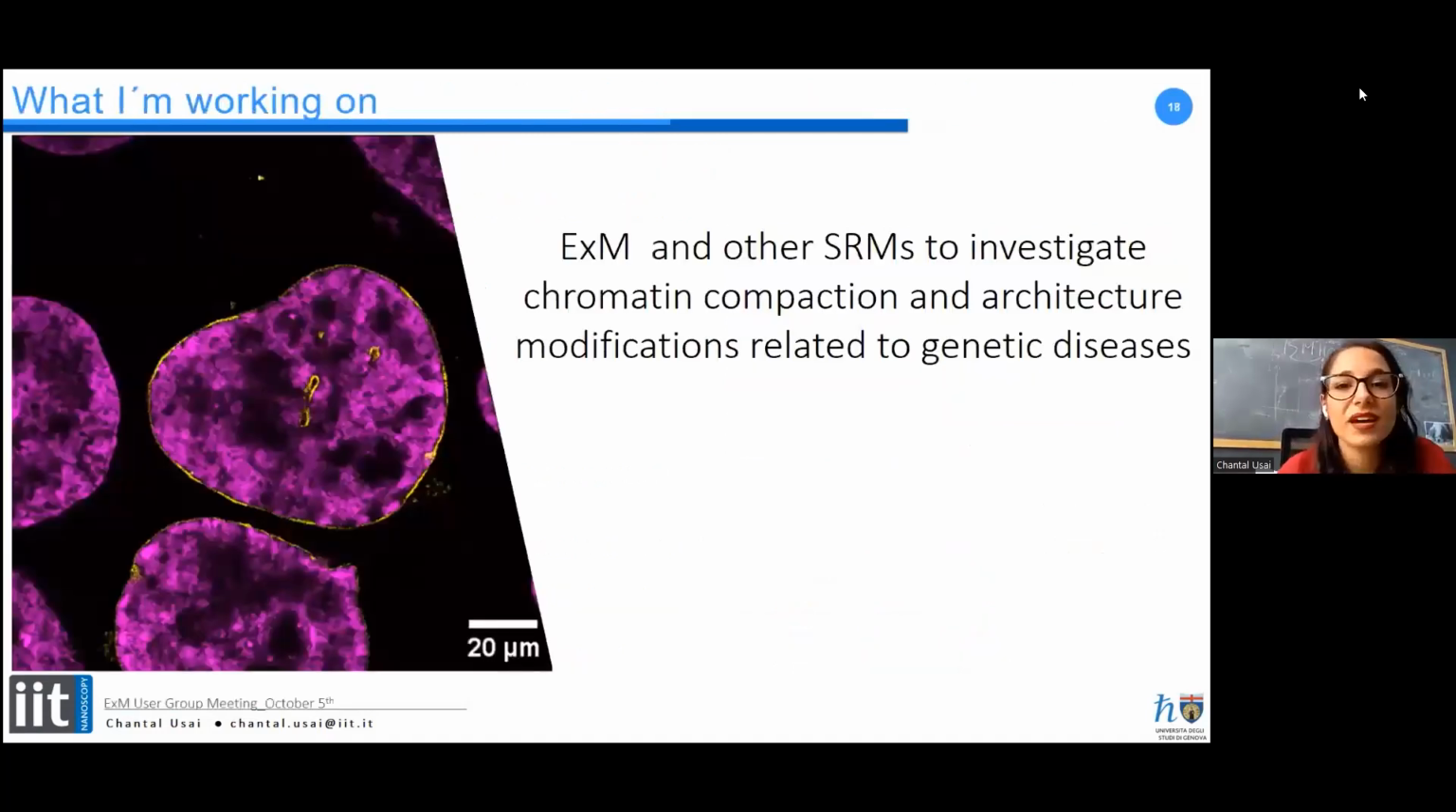Then, before introducing the last expansion factor validation method that I would like to try, I will briefly tell you what I work on now and during my PhD. So now I'm working on the investigation of modification in chromatin compaction related to genetic diseases, and I use expansion microscopy combined with other super resolution microscopy methods.